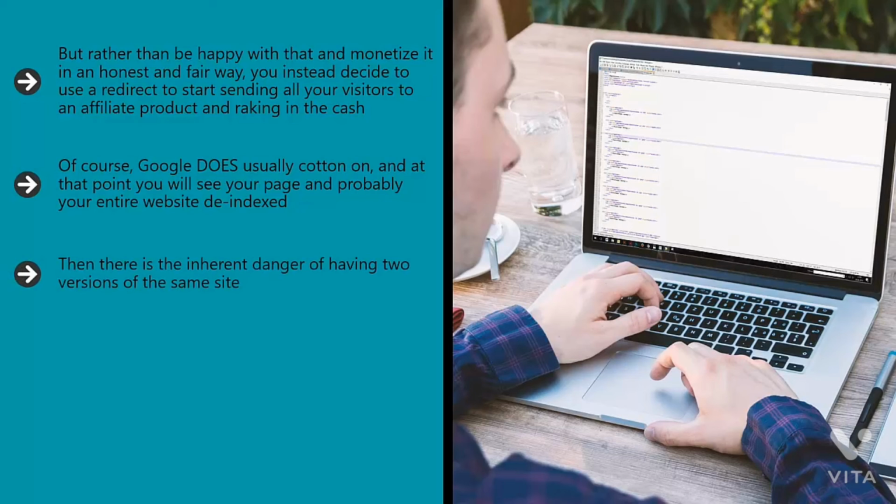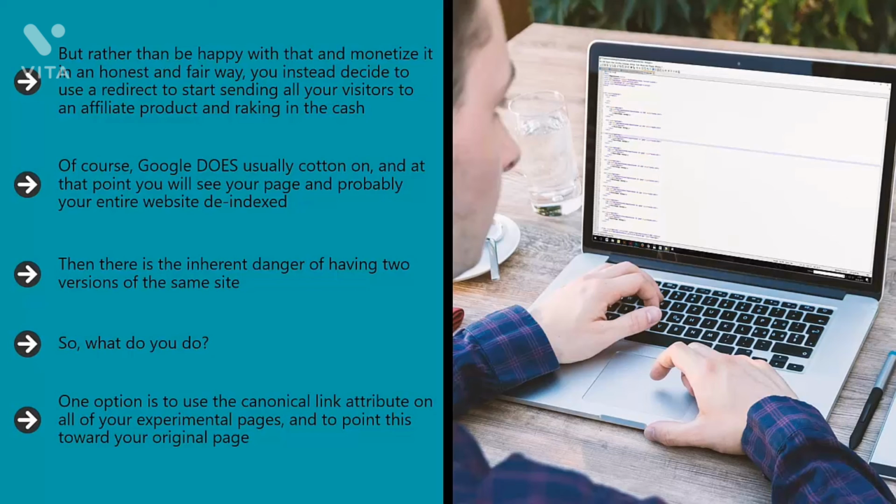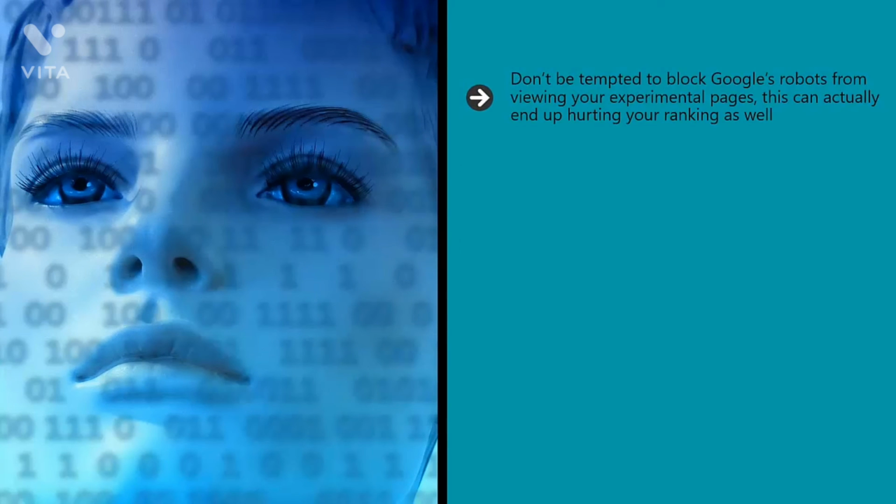Then there is the inherent danger of having two versions of the same site. Google might see this as spammy. It might see this as confusing; whatever, it could hurt your ranking. So what do you do? One option is to use the canonical link attribute on all of your experimental pages and to point this towards your original page. This tells Google's robots which page is the original, and that ensures that it will understand what's going on and see that you're not trying anything fishy. Don't be tempted to block Google's robots from viewing your experimental pages. This can actually end up hurting your ranking as well.